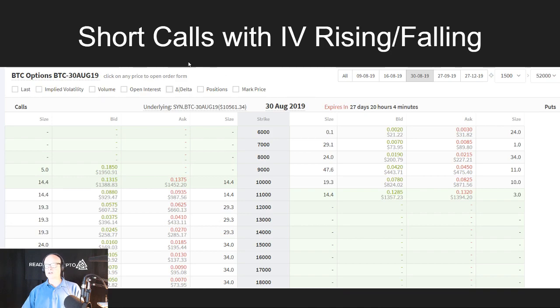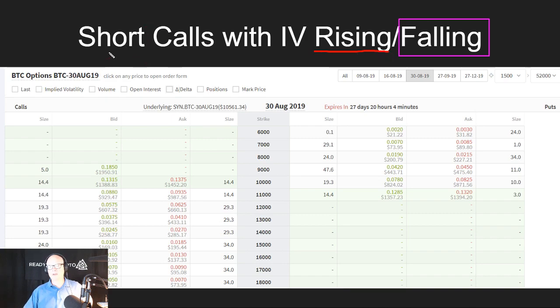Now let's get into short calls. If we sell a call, we want implied volatility to be falling. Anytime you sell an option, you want implied volatility to be dying after that. You don't want to be selling an option and then have it rising after that. You will be unhappy with that. So IV rising, not good.